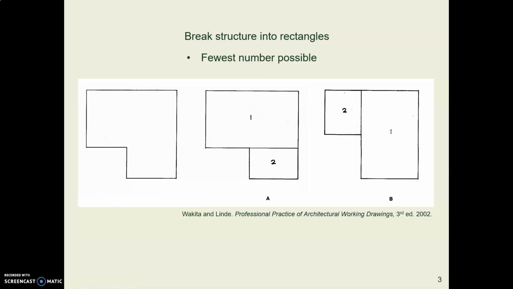Then you look at the floor plan, and unless you have a simple box-shaped house, you probably have some stuff sticking out like this L shape here. And you try to divide that floor plan into rectangles, as few as possible. And usually there'll be one rectangle that's bigger than the other, like rectangle 1 in the middle example, or rectangle 1 in the far right example.